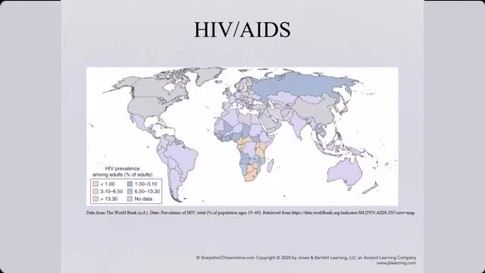Below is critical information about the burden of HIV/AIDS in 2017. Number of people living with HIV/AIDS, 36.9 million. The prevalence among adults aged 15-49, 8%. The number of new HIV infections, 18 million. The number of HIV-related deaths, 940,000.